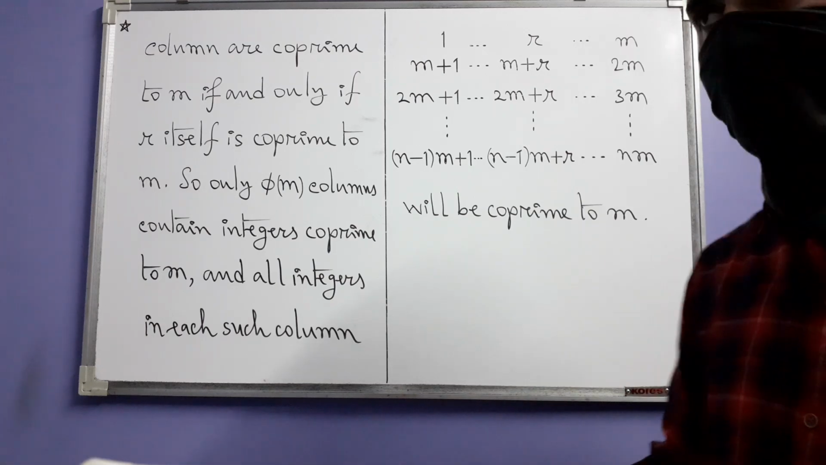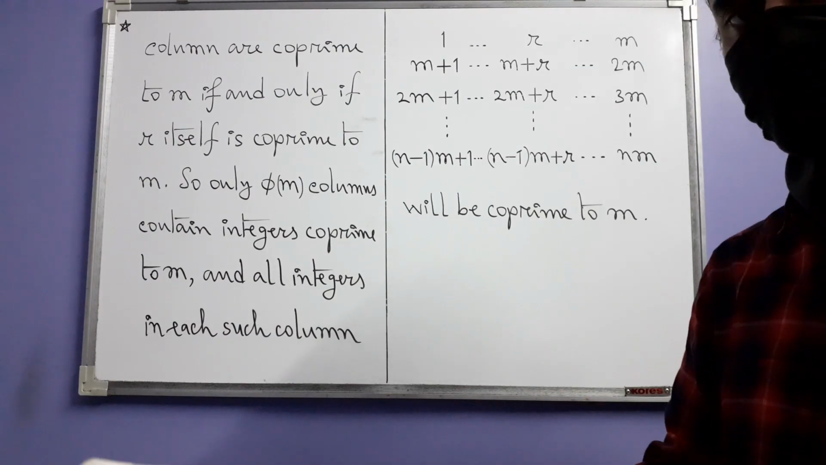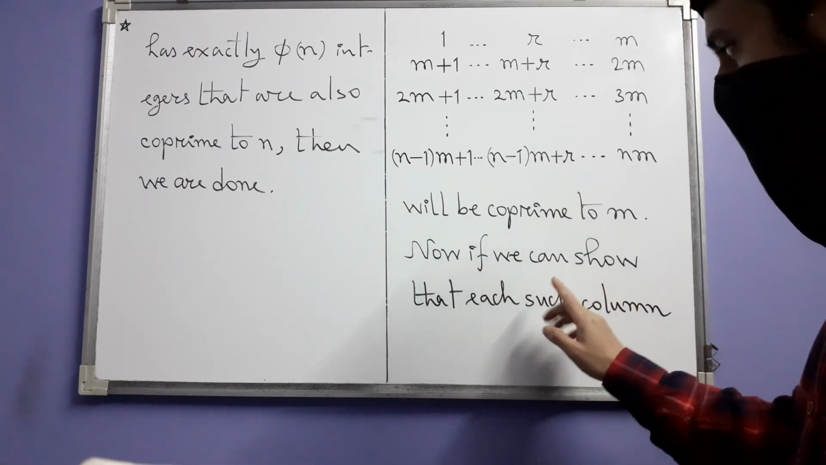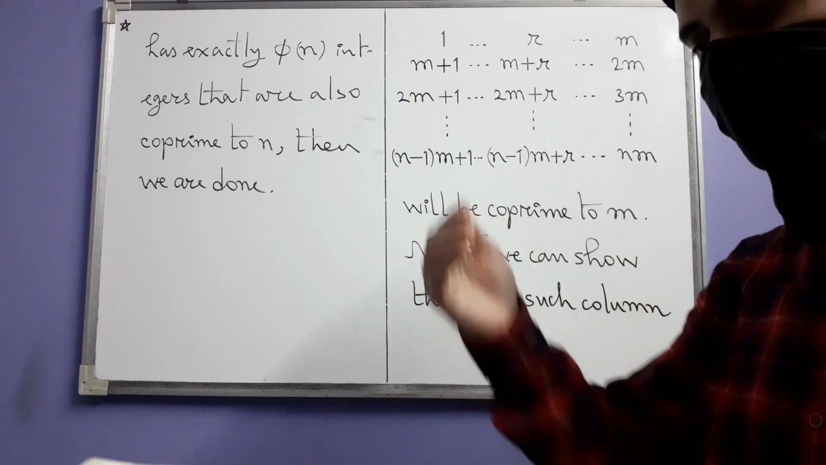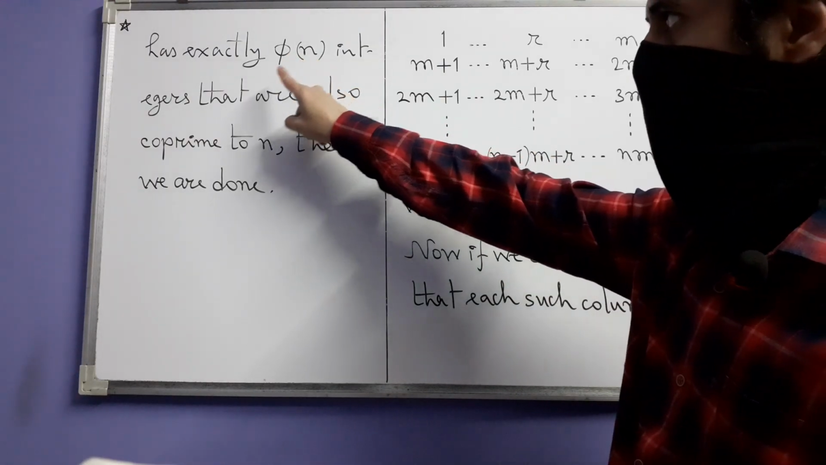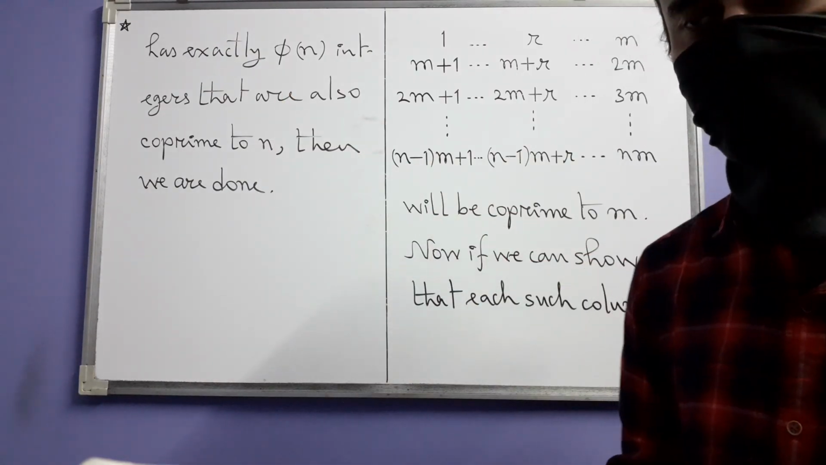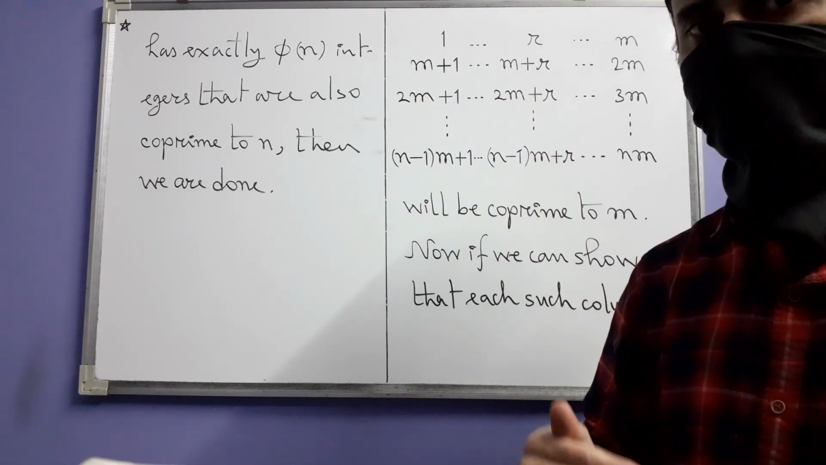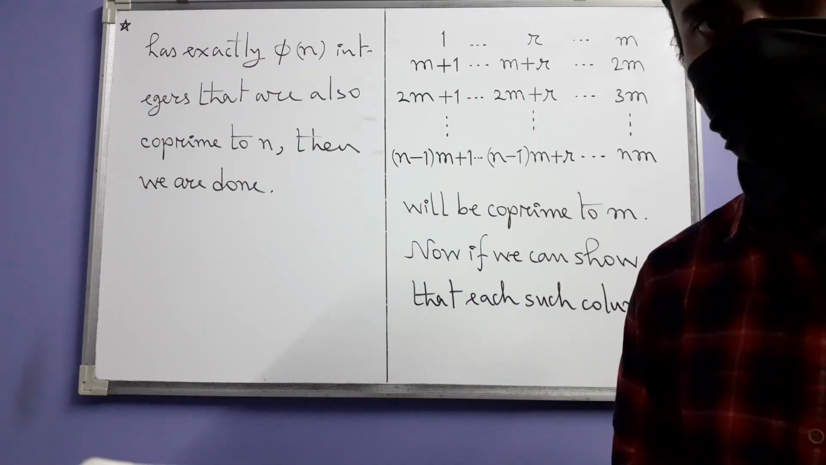Once you locate such a column, in that column all integers are co-prime to m. Okay, but what about n? Now among these integers which are co-prime to m, you also have to find those specifically that are simultaneously co-prime to n. Now if we can show that each such column, namely those columns where all the integers are co-prime to m, has exactly phi of n integers that are also co-prime to n, then we are done, because then the total number of integers in this array which are simultaneously co-prime to m and n will be phi of m times phi of n. That's what we want to show, right?